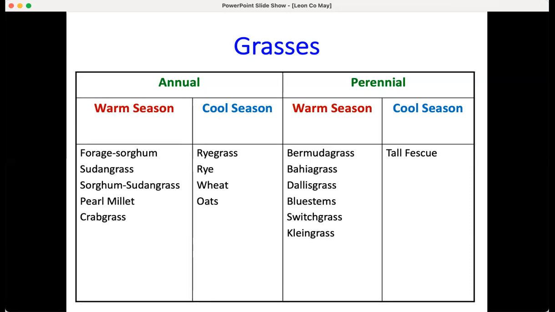Now, we always have to look at the economics in regards to planting and establishing. With our annual species, they obviously have to be established every season or every year. So that could eventually become costly with seed bed preparation, as well as purchasing seed. And seed availability is always dependent on the source and their production of that particular seed. So a lot of different forages.